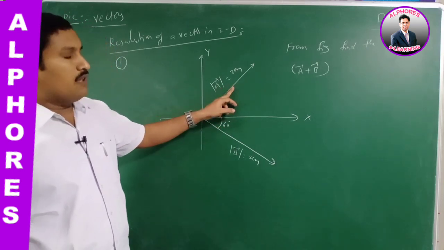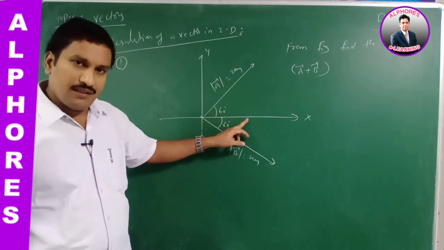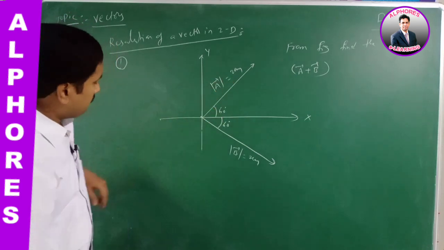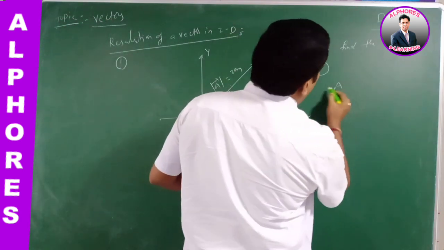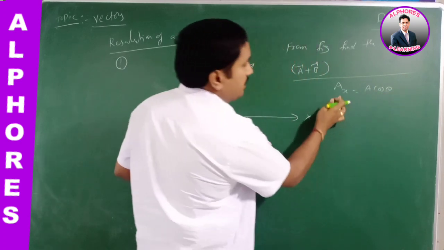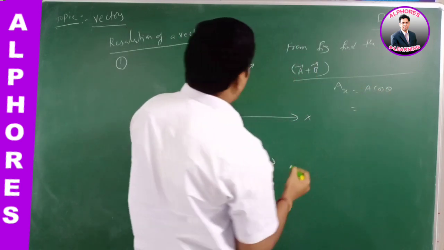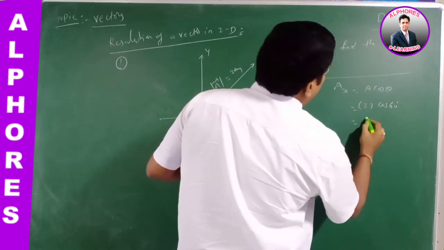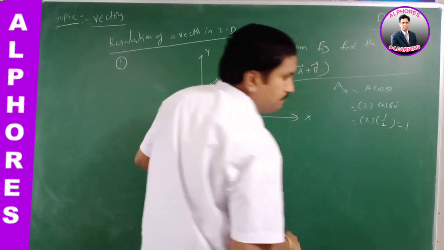According to the concept of resolution of vectors in 2 dimension, if any vector makes an angle theta with the x-axis, it is resolved into two components. One is the horizontal component as well as the vertical component. Now here, as per our syllabus, ax is equal to a cos theta. Ax is the horizontal component of vector a bar, that is equal to 2 into cos 60 degrees, that is 2 into 1 by 2, that means 1.